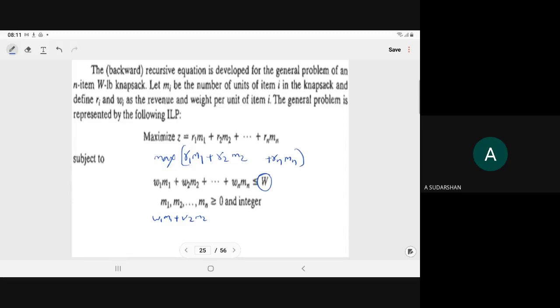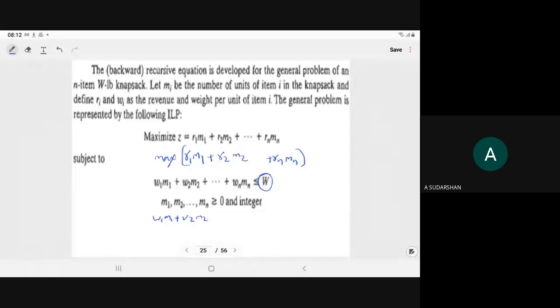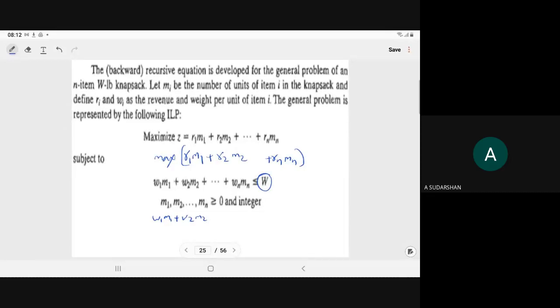Here Wn is the unit weight of item n and Mn is the number of units of type n. So the total weight will be their sum, W1 M1 plus W2 M2 plus Wn Mn, and that cannot be more than the capital W. And if we are talking about items, naturally the number of items will be non-negative.